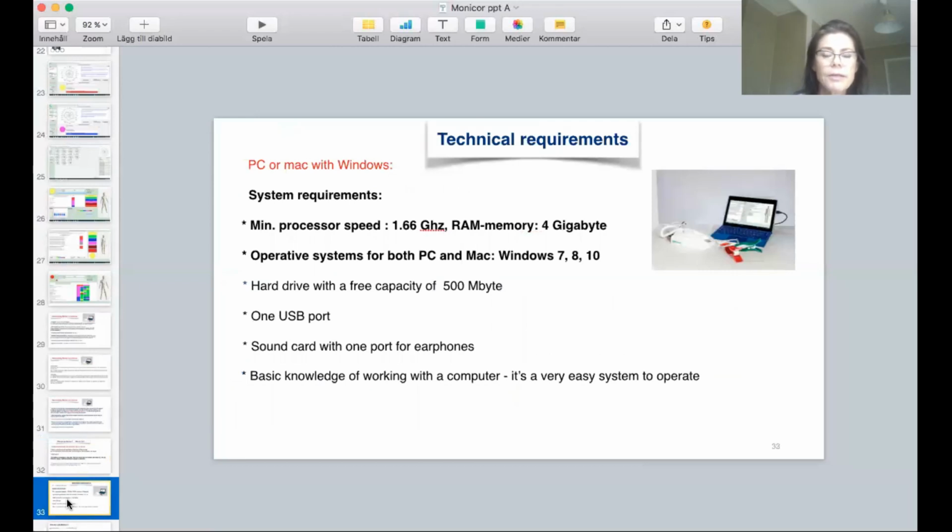So these are the technical requirements, which you also find on Lauren's website. You need a minimum processor speed of 1.66 gigahertz and a RAM memory of 4 gigabytes, an operating system for both PC and Mac with Windows 7, 8, or 10. You need a hard drive with a free capacity of 500 megabytes, and one USB port. And you need a sound card with one port for the earphones. So you need just some basic knowledge of working on a computer.